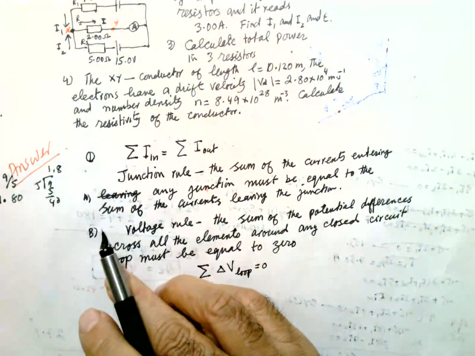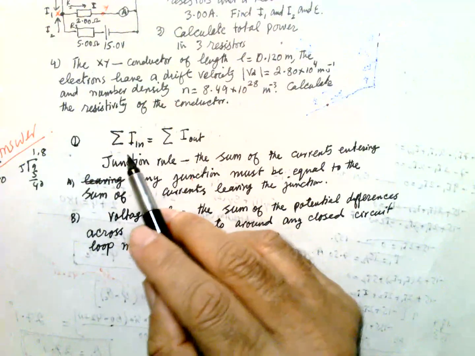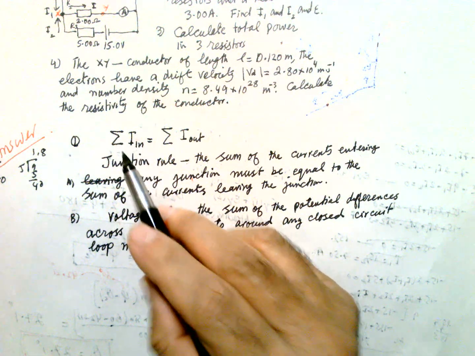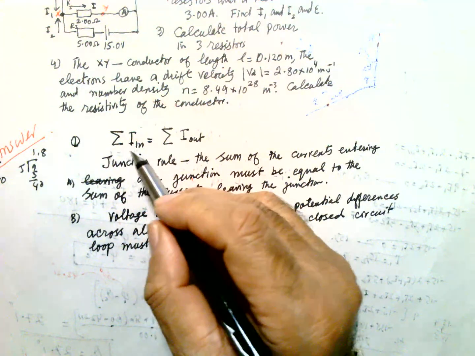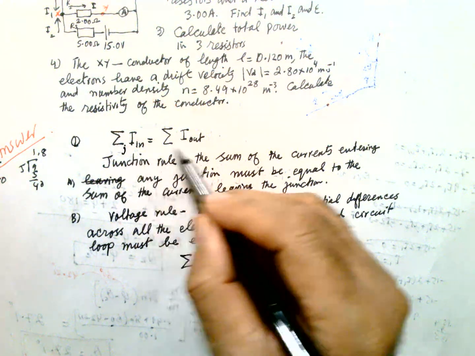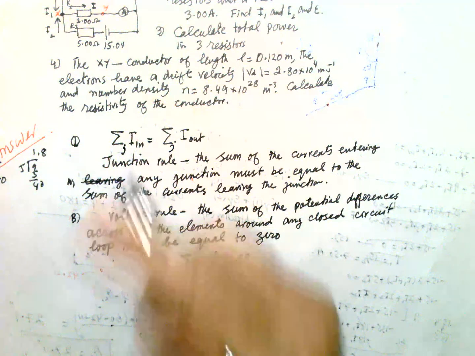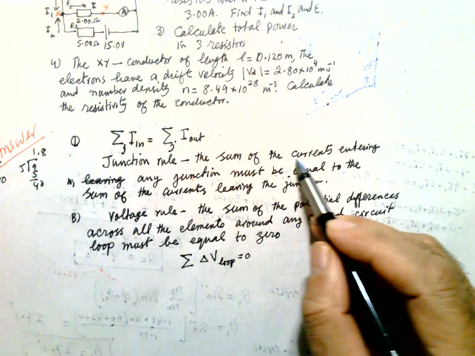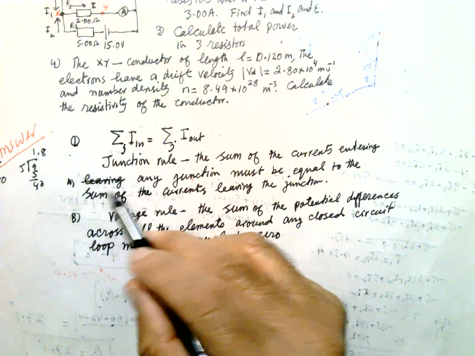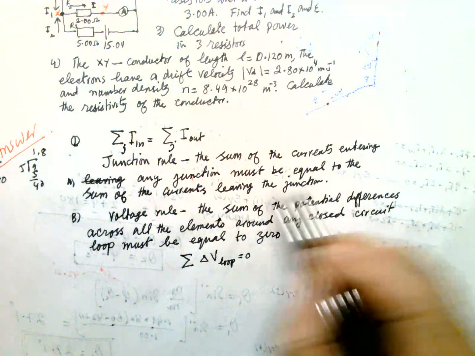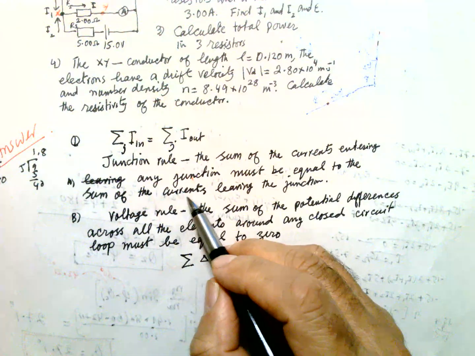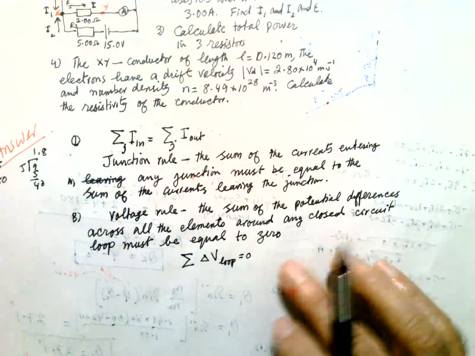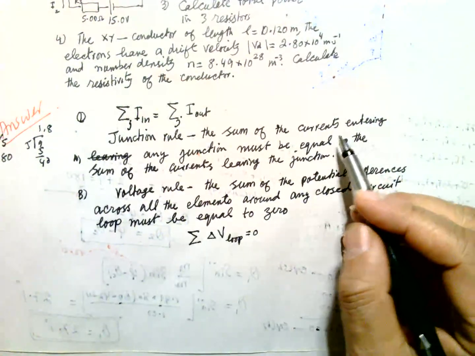So question number one, state the Kirchhoff rules. The junction rule: the sum of all the currents entering any junction must be equal to the sum of the currents leaving the junction. So this is conservation of charge.